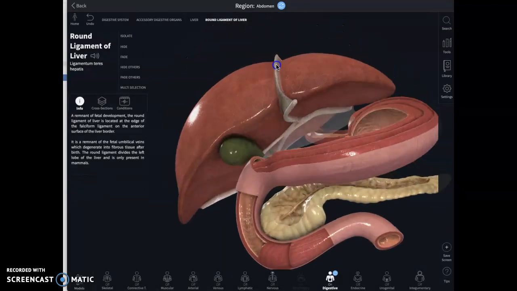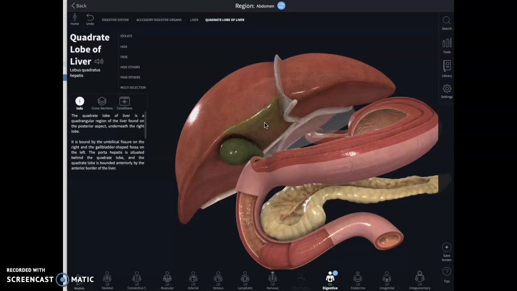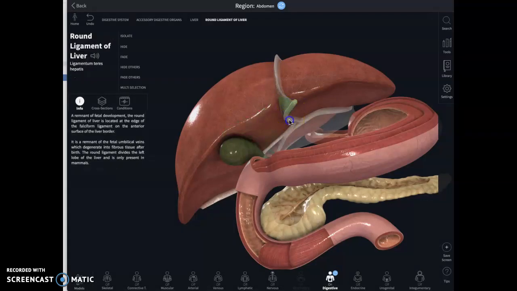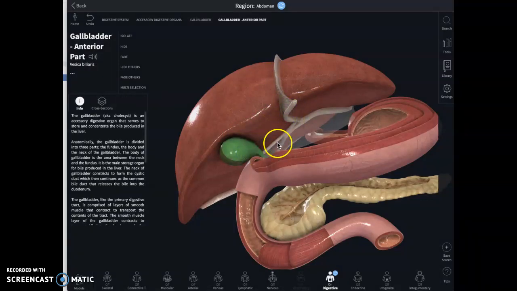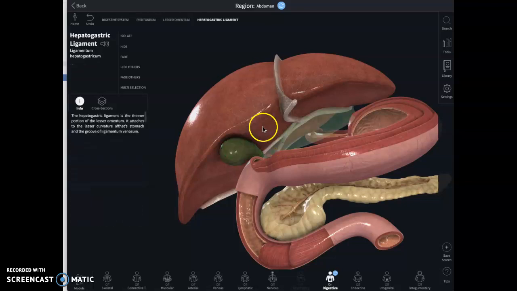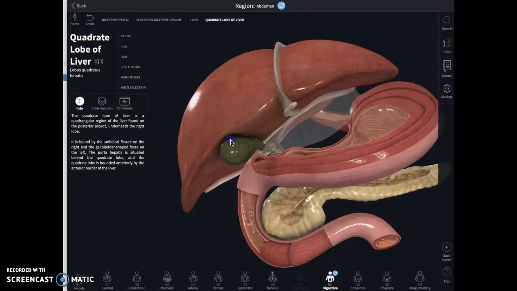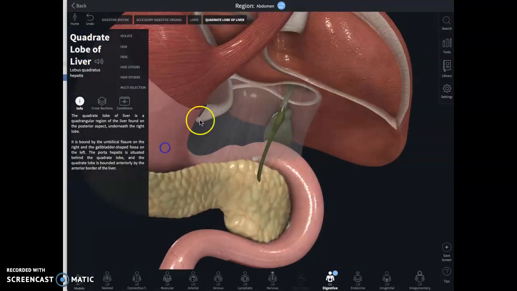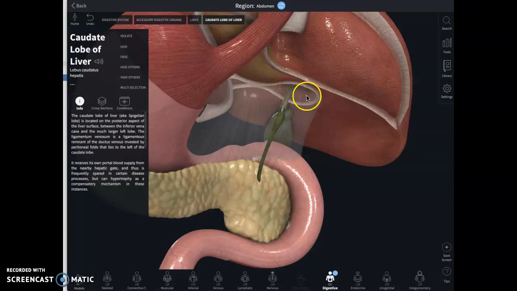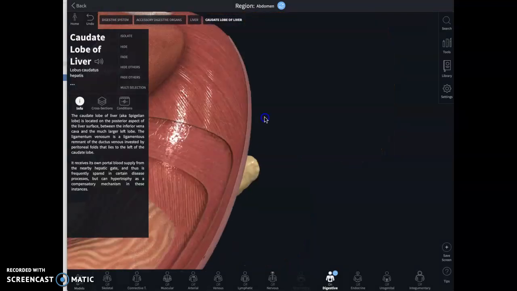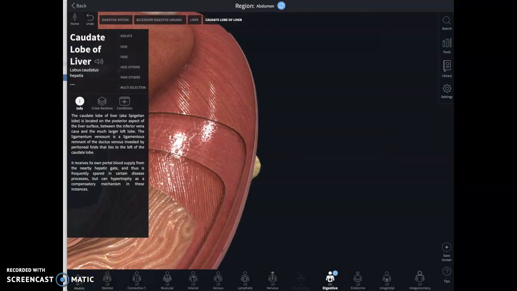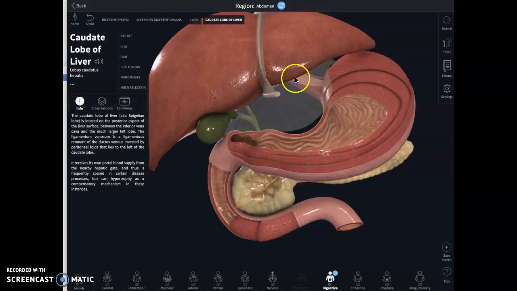Now if we tilt it a little bit, we have that lobe. It is a nice little square between the round ligament right there and the gallbladder. We have another ligament back there. So this little square is the quadrate, the fourth lobe of the liver. The caudate lobe is all the way back here. That's the caudate. You don't have to pin this one, because notice I had to turn all the way around to find it. So that's why I'm not making you pin it, but you do need to know it for the test. So we're doing 3 of the 4 lobes.